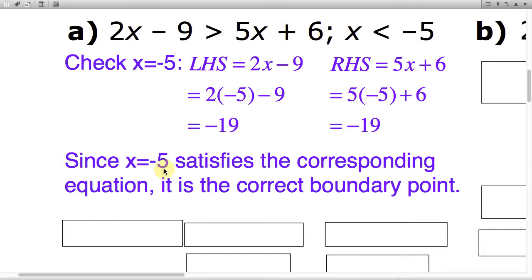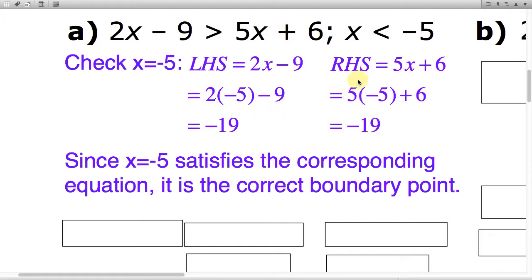So since x equals negative 5 satisfies the corresponding equation, in other words, this inequality with an equals replacing the greater than, it is the correct boundary point. Basically, it's making the left-hand side and right-hand side equal.